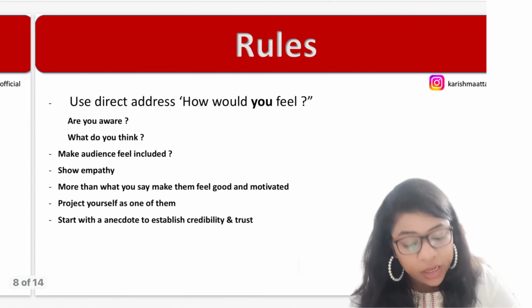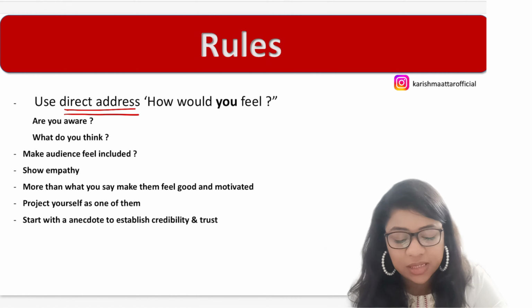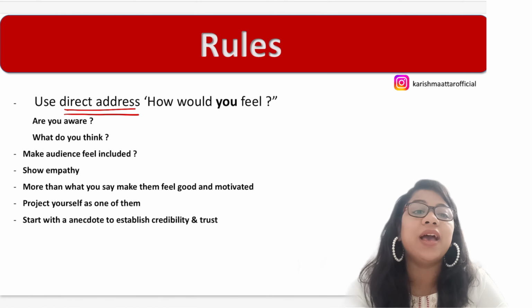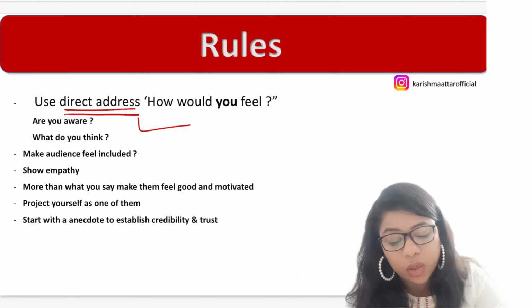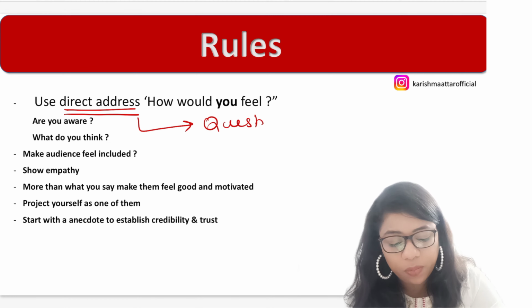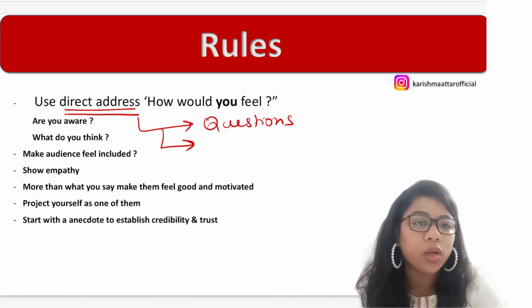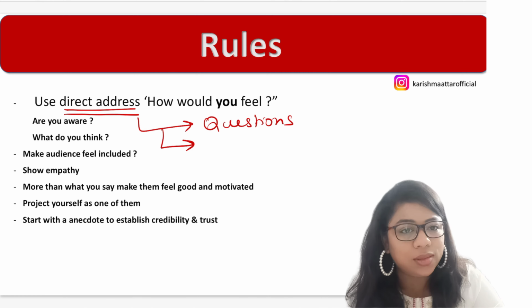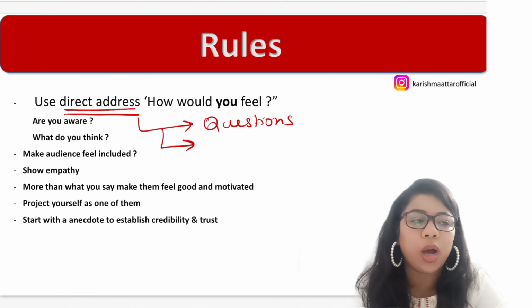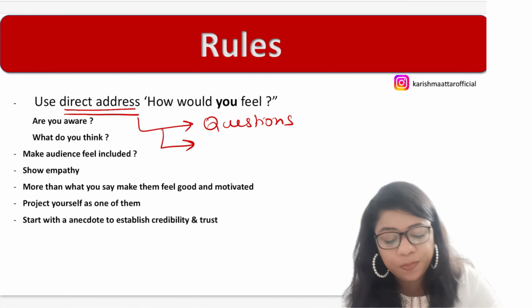Okay. Next rule is use direct address. When I say direct address, show the audience that they are included in your thought process. You are talking to them directly. How would you do that? You will ask them some direct question. You would ask them if they are following what you are saying, you can ask them some rhetorical questions, okay, to persuade them to believe what you are saying, or to at least think about, give it a second thought, even if they are not convinced.